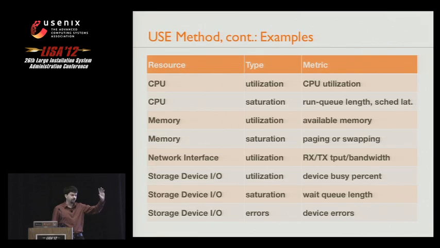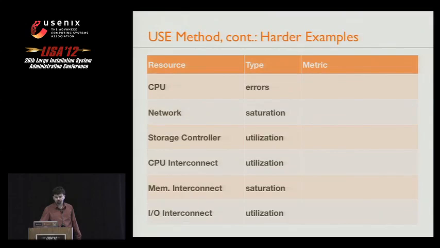Do your read, receive, and transmit throughput divided by bandwidth. For a lot of interfaces, you need to check both because both ports can work in full duplex. Storage device I/O, and I've got examples there as well. Those ones are pretty easy.